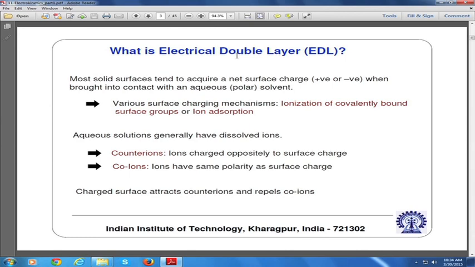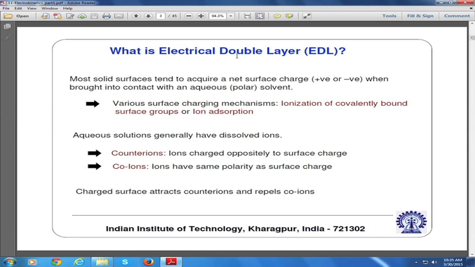This charge layer is called the electrical double layer, and some of the important terminologies associated with it are as follows. Most solid surfaces tend to acquire a net surface charge, maybe positive or negative, when brought in contact with an aqueous solvent. Various surface charging mechanisms exist, like ionization of covalently bonded surface groups and ion adsorption. This is totally chemistry, so we will not get into the details of that, but we will use it in the context of fluid mechanics for the purpose of modulating flow through microchannels and nanochannels.